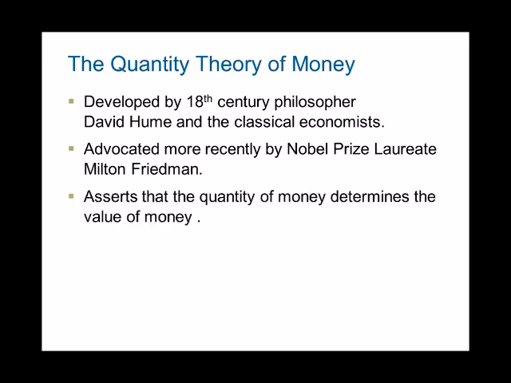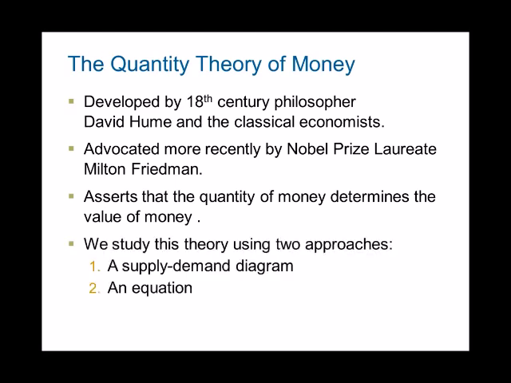This basically says that the quantity of money determines the value of money. So if there is more money floating around, then we don't value it as much, and so the value of money falls. If there's less money, then we value that money a lot since the quantity is less, and so the value of money is more. Now we're going to study this using two approaches: a supply and demand approach that we're going to use first, and then using an equation.